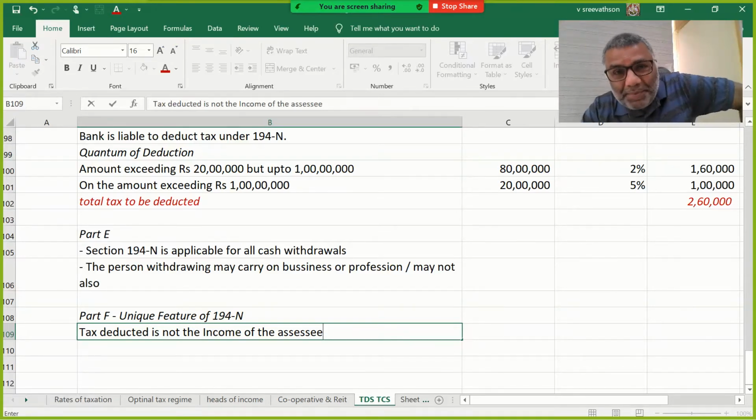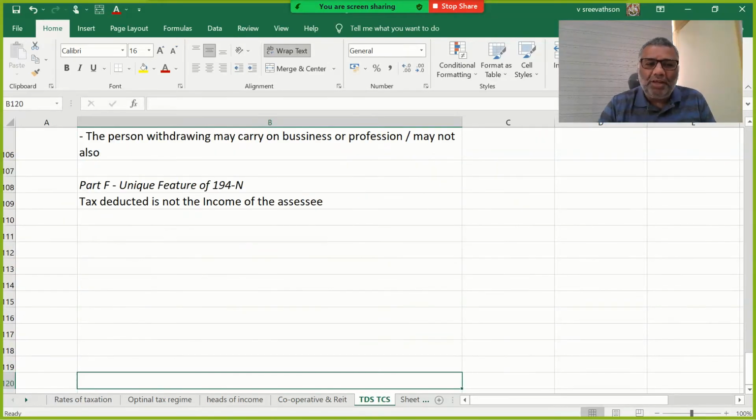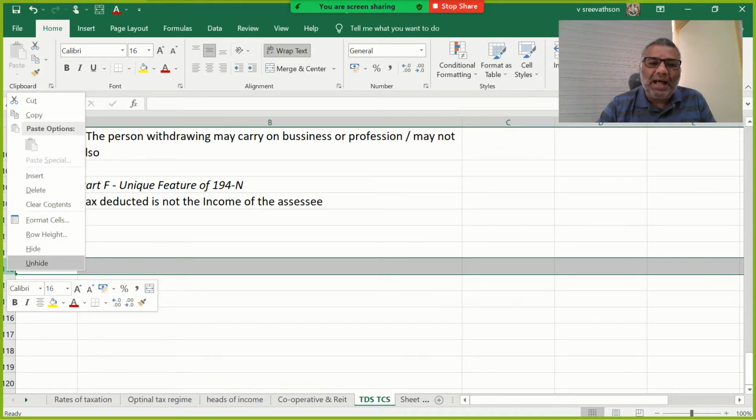So your income is 1 lakh. Job work income is 1 lakh. Salary income is that quantum. Whereas 194N's unique feature, you are withdrawing cash only. The TDS that is deducted cannot be treated as income of the assessee. It will be available as a tax credit. But the unique feature of this section is it cannot be known as the income of the assessee.